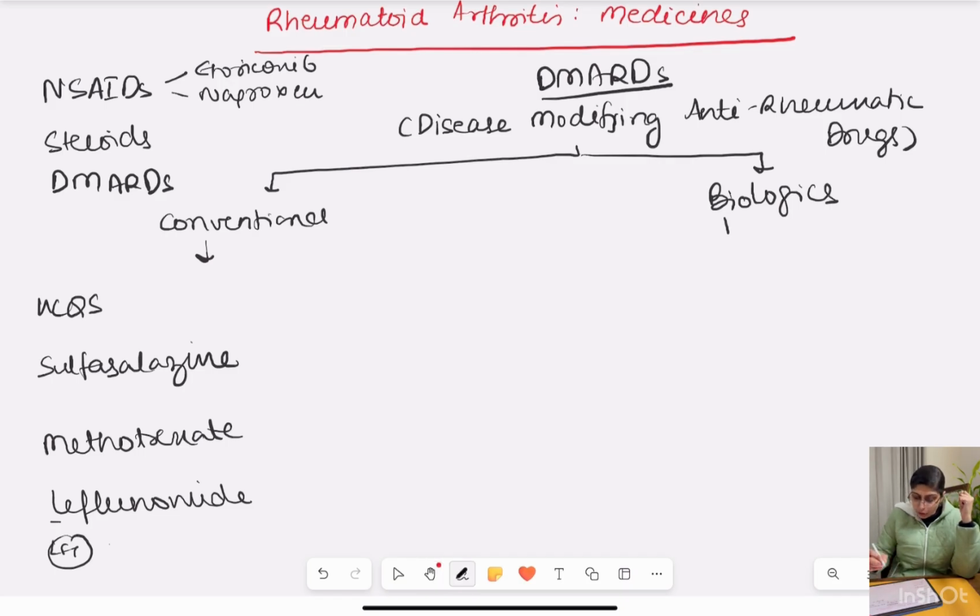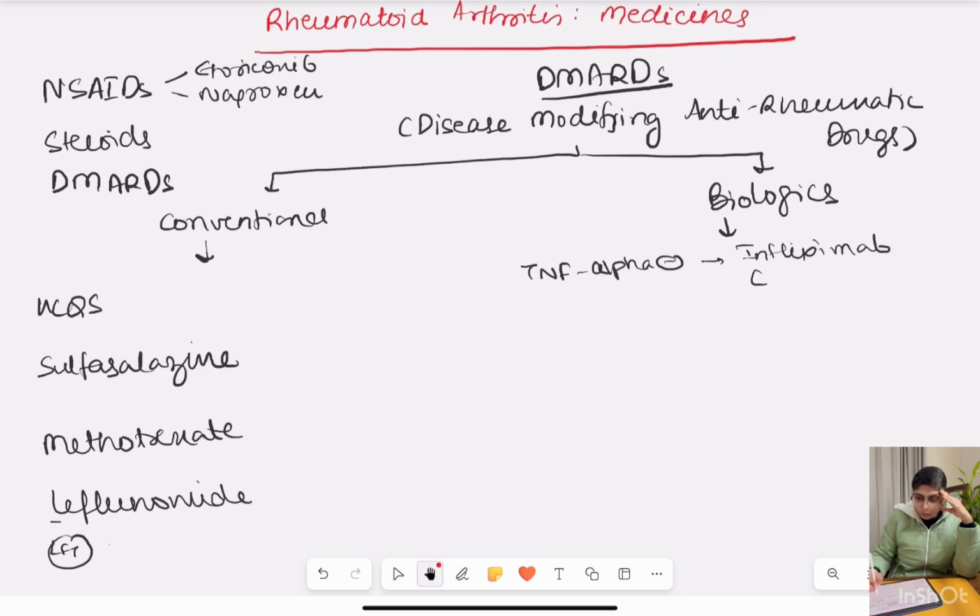Now if we talk about biologics, these are the new medications, and these are medicines that either inhibit the receptors or inhibit some molecules involved in the pathogenesis of rheumatoid arthritis, or are monoclonal antibodies acting against the inflammatory agents that have increased in rheumatoid arthritis. So these can be TNF alpha inhibitors, which can be infliximab.